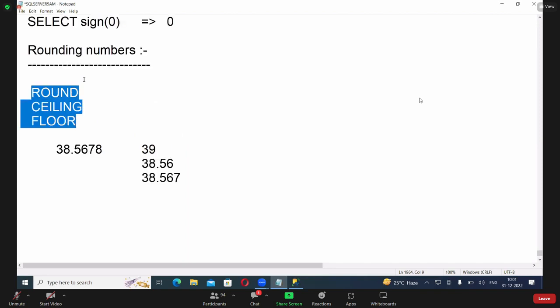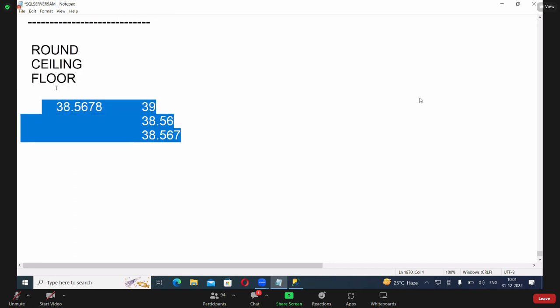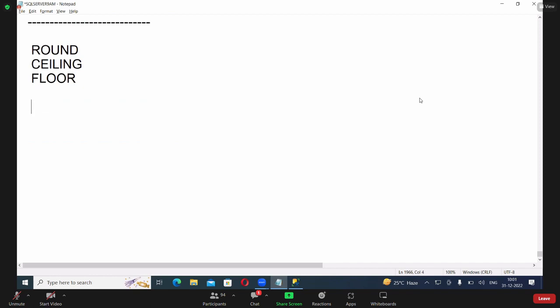Okay, then what are they used for? They are used for rounding the numbers. First we'll see round. Next we'll see ceiling and floor. Okay, then first we'll see the round function.